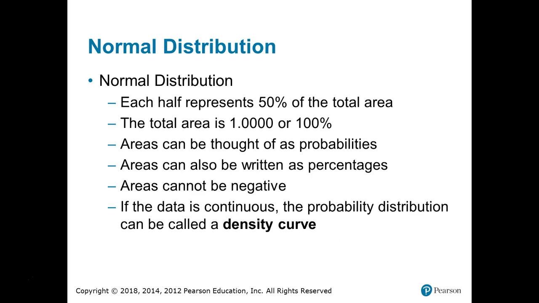Areas can be thought of as probabilities, and they can also be written as percentages. Areas can never be greater than 1, nor can they ever be negative. So that's another important thing to note. If you ever get a probability greater than 100%, you're wrong. If your area is ever negative, your probability is ever negative, you're wrong.